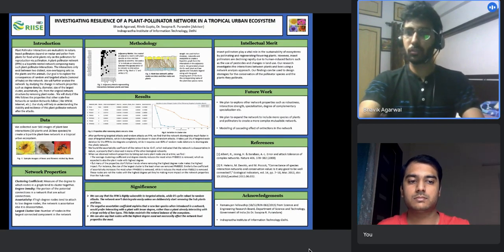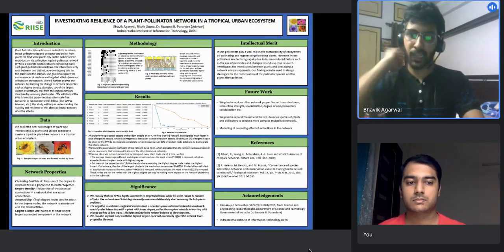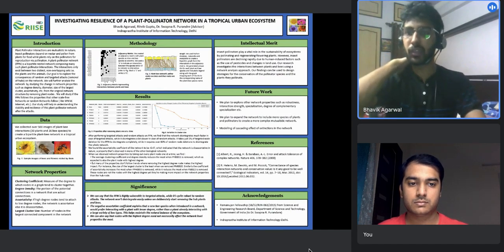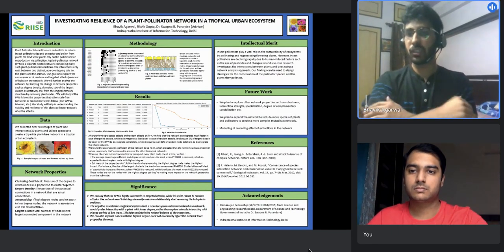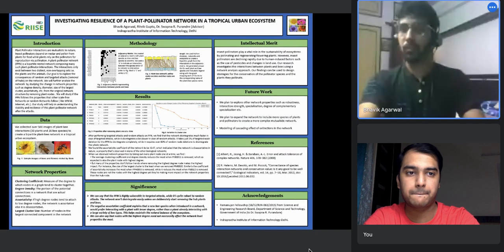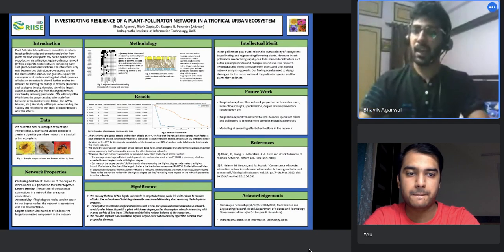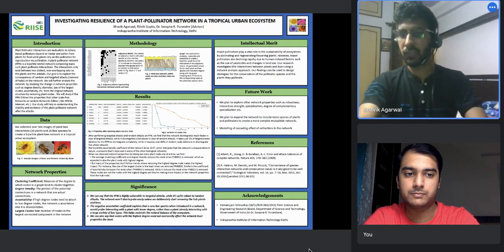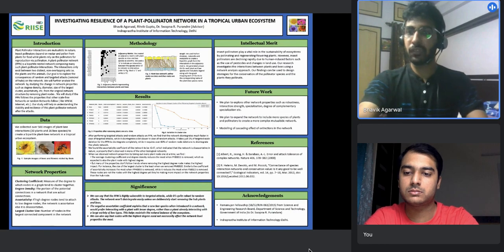So our goal is to explore the consequences of random and targeted attacks, removal of hubs, on the network. Basically, we are going to attack a particular set of plant nodes randomly, and also we are going to target other hubs of the plant nodes, that is targeted attacks. After this, we will study the change in network properties such as degree, density, diameter, size of the largest cluster, assortativity, etc. from the original network structure.